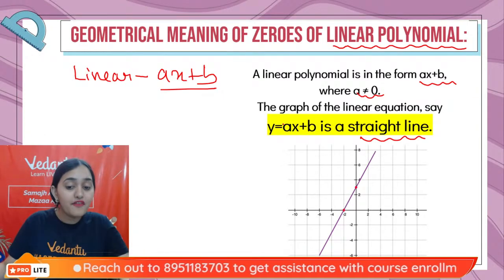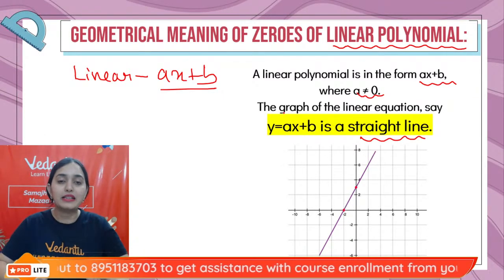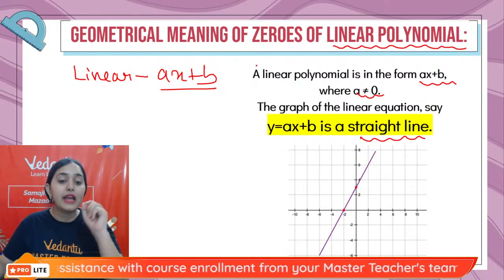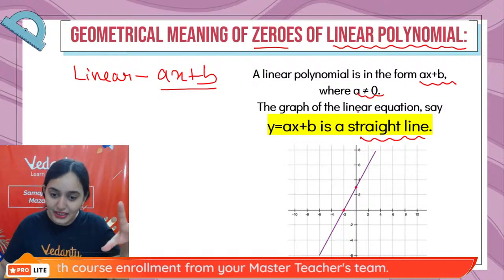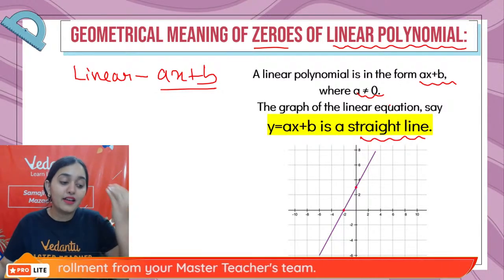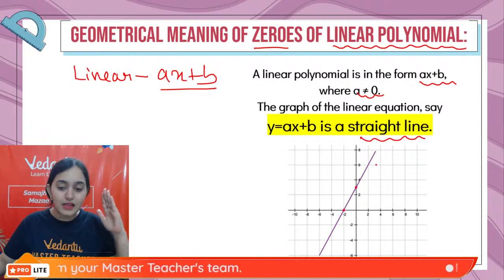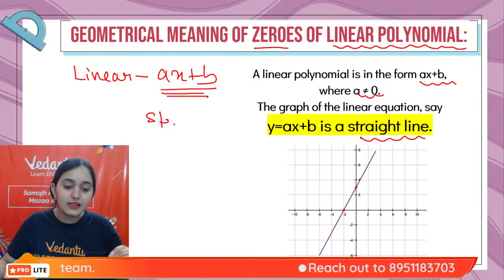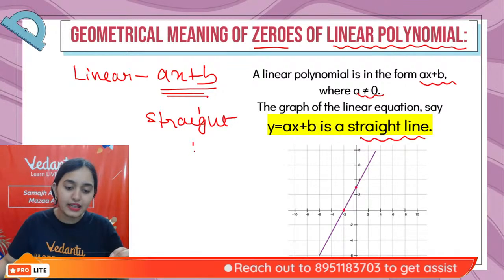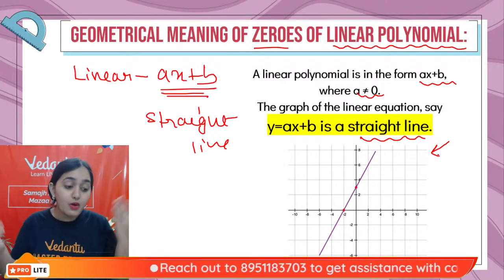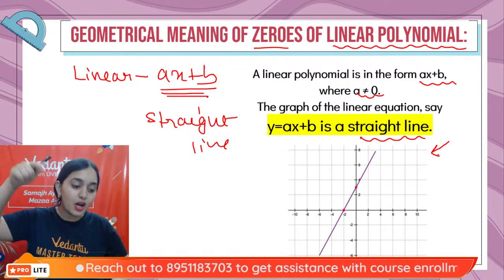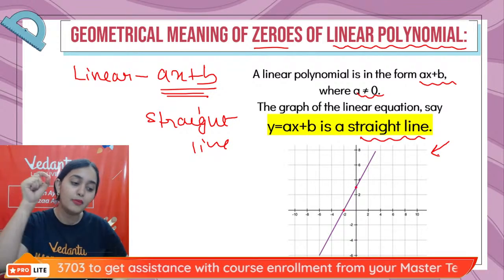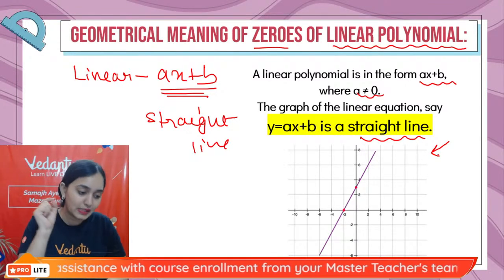So the zero of a polynomial is basically the value of the variable for which the polynomial becomes zero. Now how can we represent them graphically? So first we need to understand the graph of a polynomial. Suppose we know that the graph of a linear polynomial is a straight line like this. Now, where is the zero of this polynomial? Can anybody tell me what is the zero of this polynomial ax plus b?